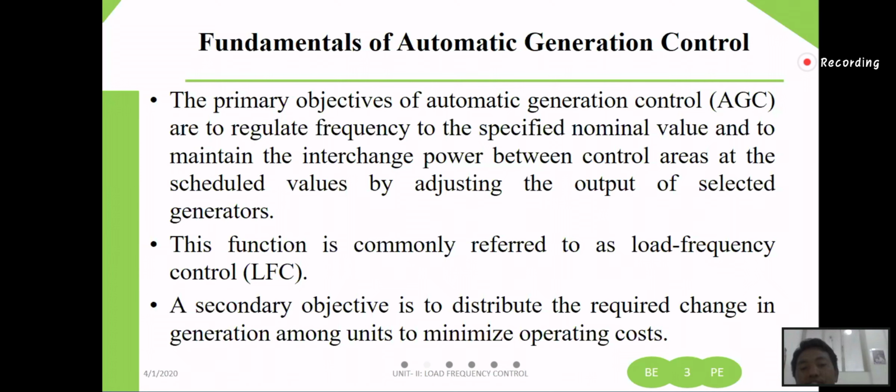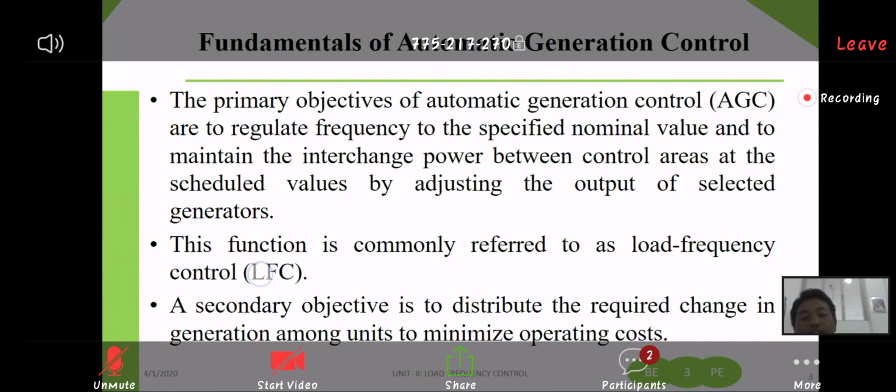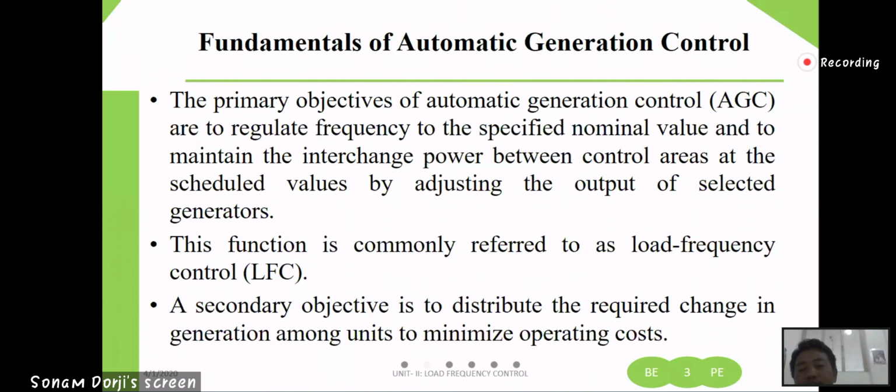Okay, so in such a case, what we will do is employ automatic generation control at Chuka and also at Tala. And if there are some changes in load at Tala, it will affect Chuka also. But if you have automatic generation control, it will bring this frequency back to the nominal value. How, we will see later on. Okay, so this is the first primary objective. And this type of function is commonly called load frequency control, LFC.